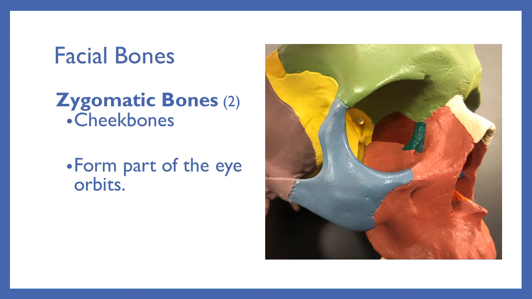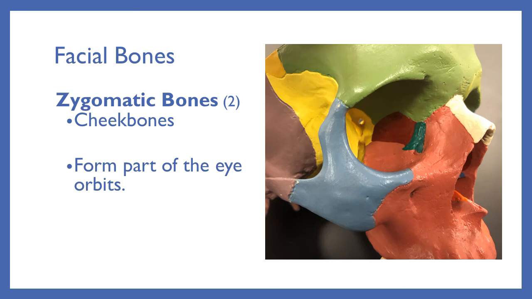Continuing on with the facial bones, we have two bones called the zygomatic bones. These are your cheekbones. If you've ever been told that you have beautiful cheekbones, they look wonderful, then you really should stop them and say, "No, I have beautiful zygomatic bones." You might get a weird look, but you're being accurate.